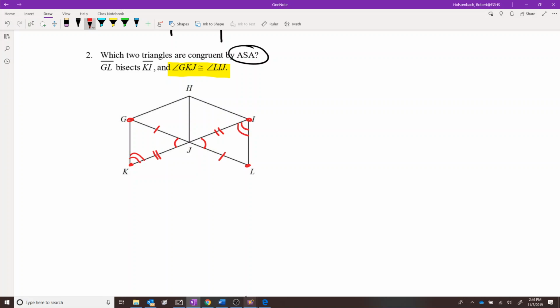Now, which two triangles are congruent by angle, side, angle? The left triangle is congruent to the right triangle by angle, side, angle. So you have to write your description. On the left, again, you can order the vertices any way you like. I'm going to call it triangle GKJ is congruent to triangle. If I use the G as my first letter, then I've got to use the L as my first letter. If the K is my second vertex, then the I has to be my second vertex. And there's only one vertex left, and that's J.